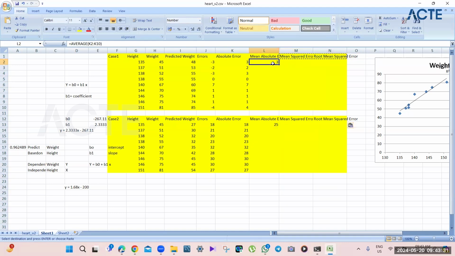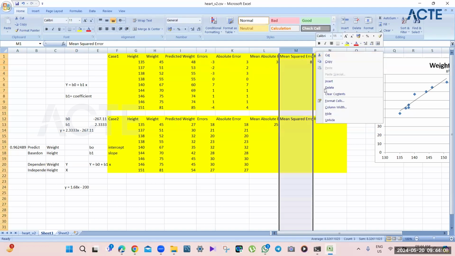This is the mean absolute error we have seen, which is just the average. Now, what is mean squared error? First, this is the error, -3. So the squared error, what is squared error, will be just squaring this into the same one. So if I multiply this value with the same value, that will be your squared error.